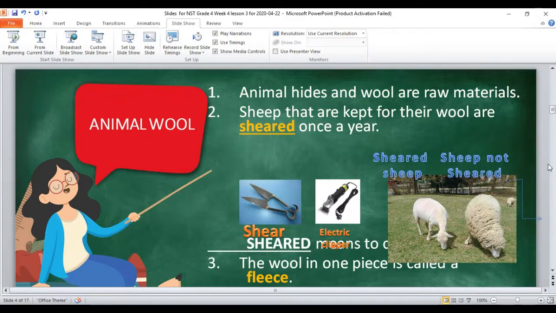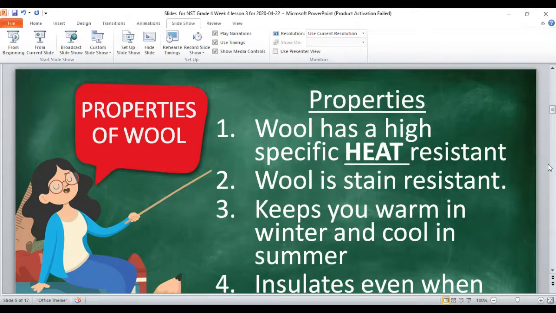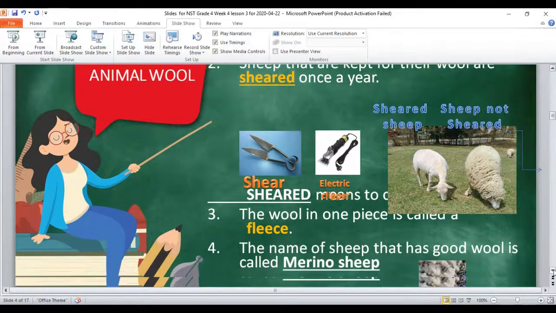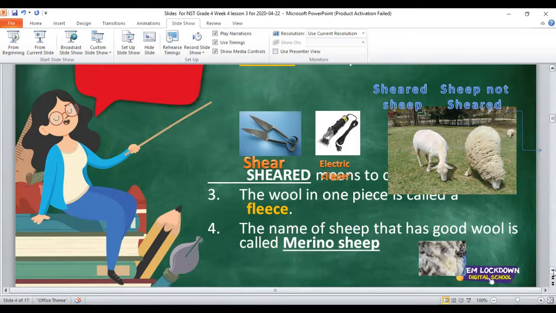Then one piece of wool is called a fleece. As you can see here on this slide, I have a fleece of wool at the bottom. Here is a fleece of wool. This one is an unsheared sheep. This one is a sheared sheep. This is an electric clipper. This is a shear.